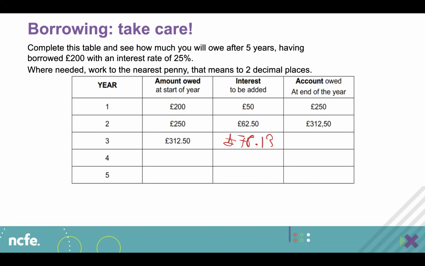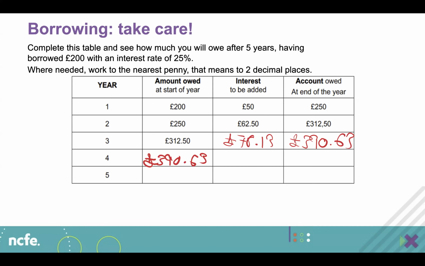312.50 plus 78.13, which equals £390.63. So £390.63. Find out the 25% of that.